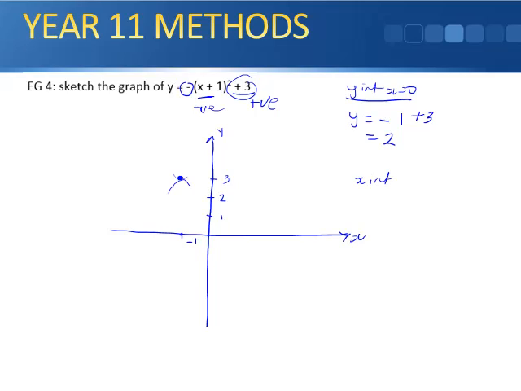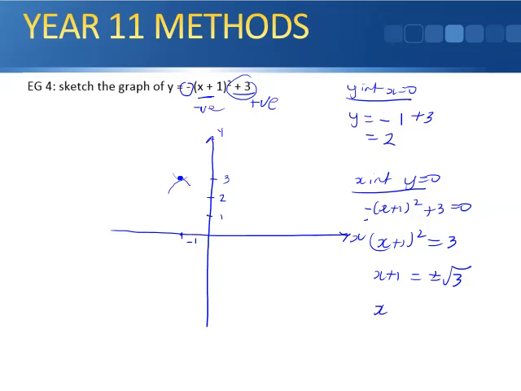And the x-intercept, you put y equal to 0 and you solve it. So I get -(x plus 1) squared plus 3 equals 0. Bring the +3 across, it becomes negative, and because of this negative, that's going to be a negative, I'm just going to write x plus 1 all squared equals 3. Take the square root, so x plus 1 equals plus or minus the square root of 3. I'm not going to be bothered working that out. So x will equal -1 plus or minus the square root of 3. So you know roughly what it is.